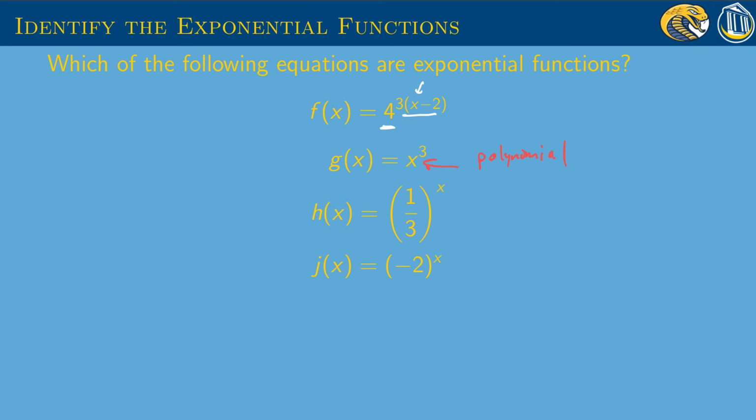H of x, 1/3 to the x. Well, we could imagine this as 1 times 1/3 to the x. This is definitely a times b to the x, and therefore this is an exponential function. But what's going on with j here? J of x equals -2 to the x. We'll notice that this is not positive. We require that this is a positive real number, and therefore this is not an exponential function.